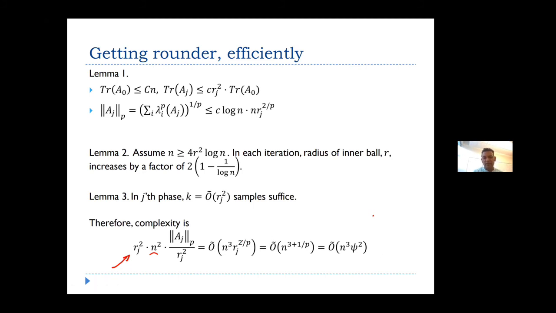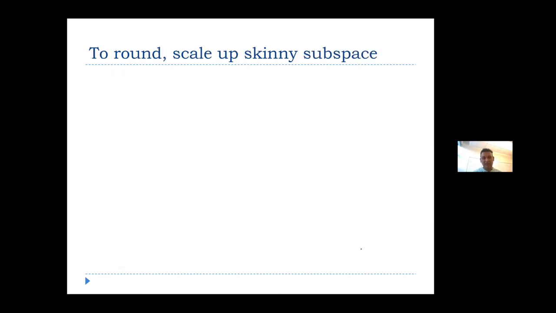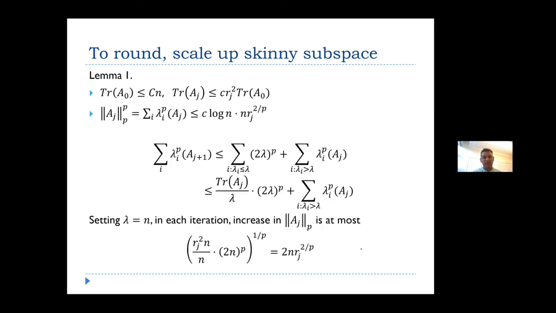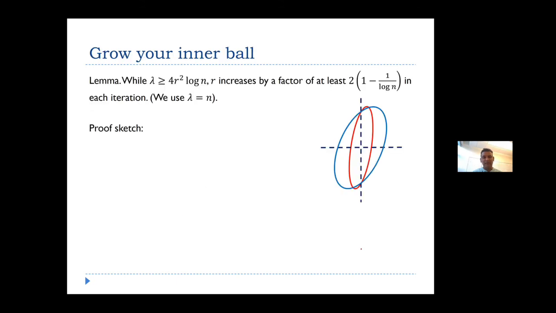And since r_j to the 1 over p is the psi, we get here n cubed psi squared. So the bound is n cubed psi squared. Okay, so these were outlines of the lemma proofs, but I don't think I'll have time for that.